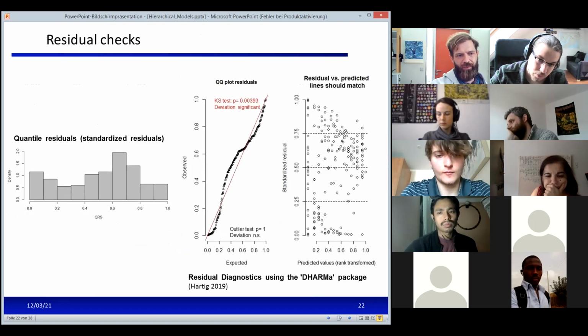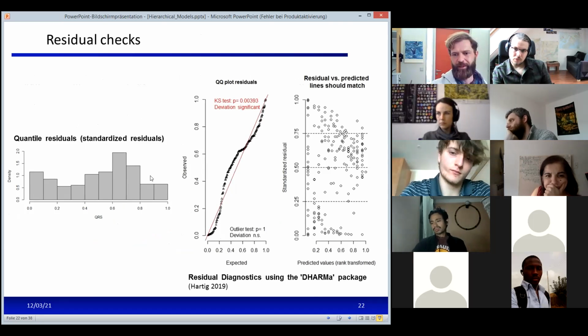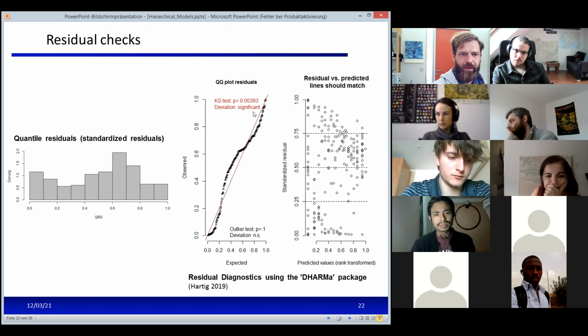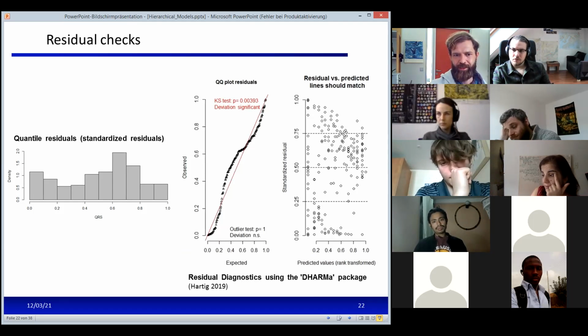If I now look at the distribution of the quantile residuals to make my residual checks, I see that this now looks much better. It's much closer to an even distribution. It's still not perfect, and so this test statistic from the QQ plot still detects a significant deviation from the expected one-to-one line, but at least it looks quite a bit better than before.